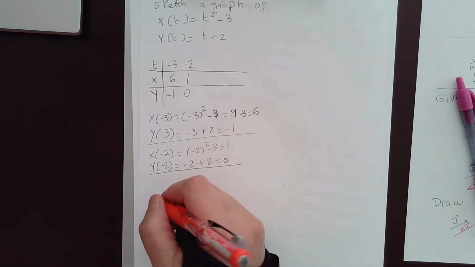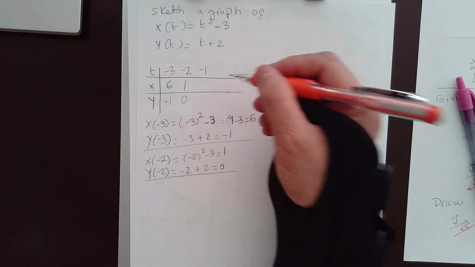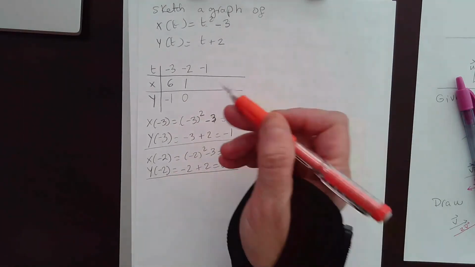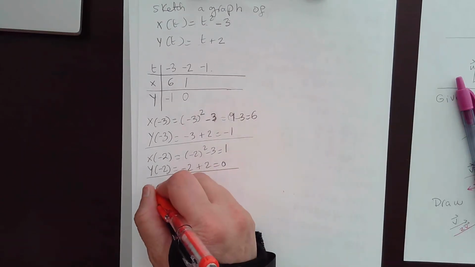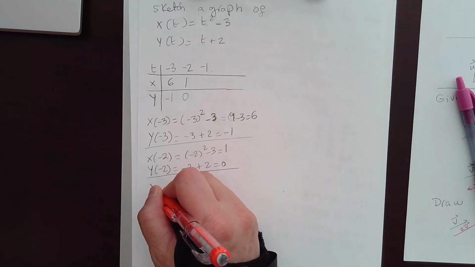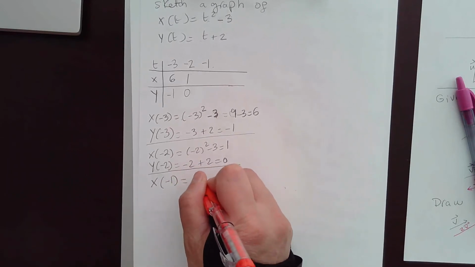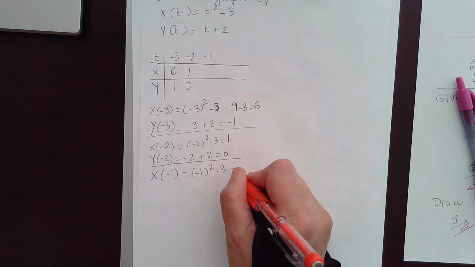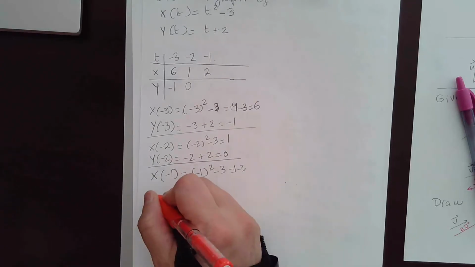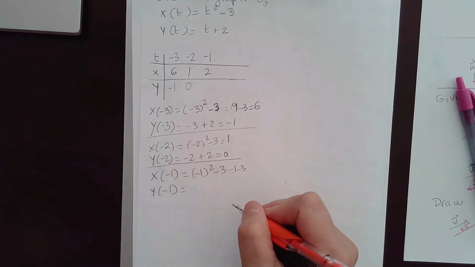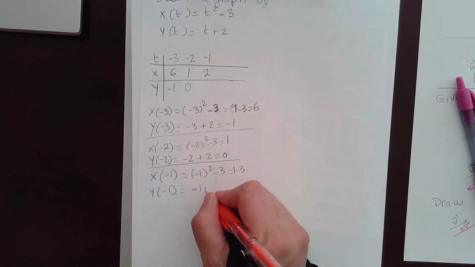Okay, let's select negative 1. By the way, you can select them however you like. There are times when you want to skip one, so you could have done negative 3, negative 1 if you wanted to. That's fine too. So let's find the values of x and y when t is negative 1. X is negative 1 squared minus 3. That's 1 minus 3, which is negative 2. When t is negative 1, y would be negative 1 plus 2, which is 1.